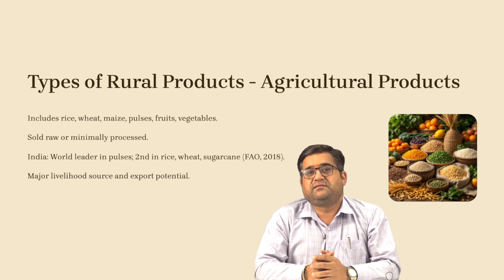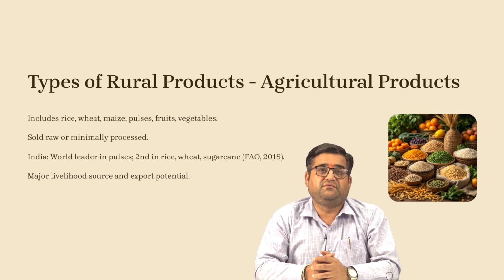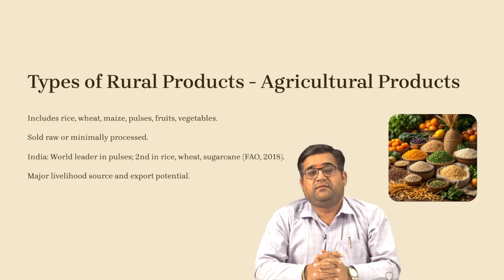agricultural products. This is arguably the most fundamental category. It includes food grains like rice, wheat, maize, pulses, oil seeds, fruits and vegetables. These are often sold as raw or minimally processed goods. Agriculture is a dominant rural activity providing livelihood to the majority of rural households.